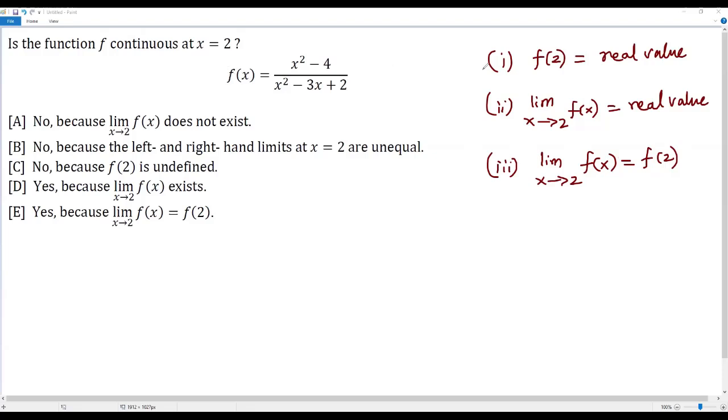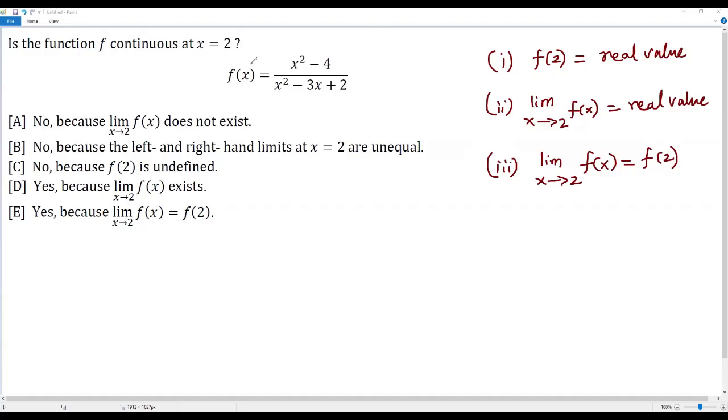Okay, in case I'm just checking the first condition, that is, finding the value of f of 2, and f of 2 becomes undefined, that is, I don't get a real value as a result for f of 2, then we don't have to proceed further. We can stop at this step because all three conditions have to be satisfied for the function to be continuous at x equals 2. Even if the first condition itself is not satisfied, we can say the function is not continuous at x equals 2. Anyway, let's verify the first condition.